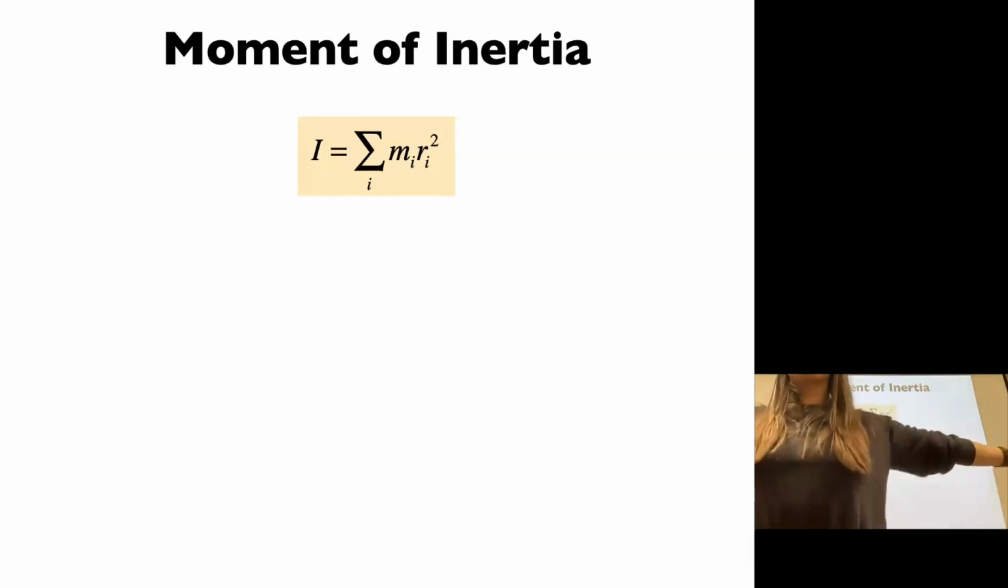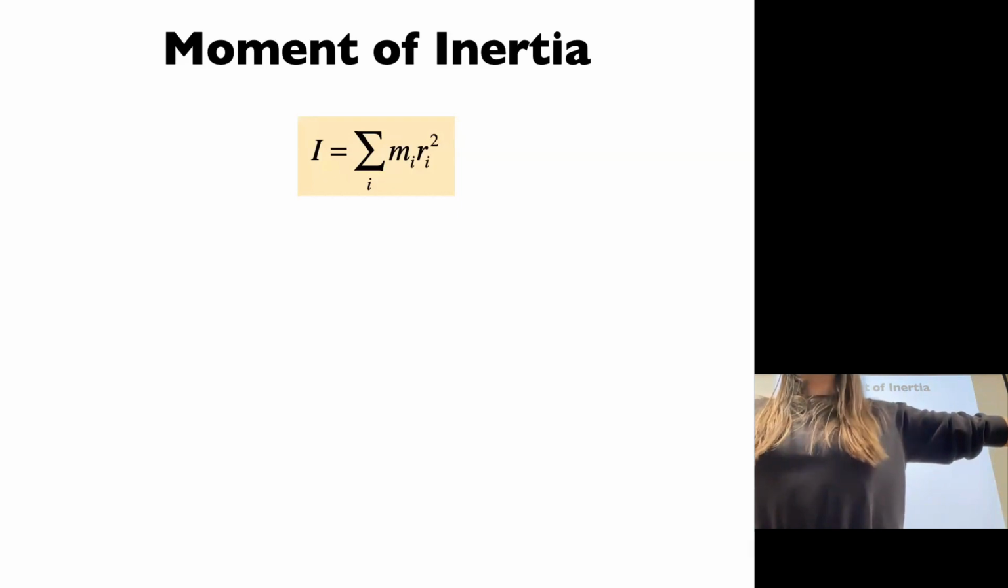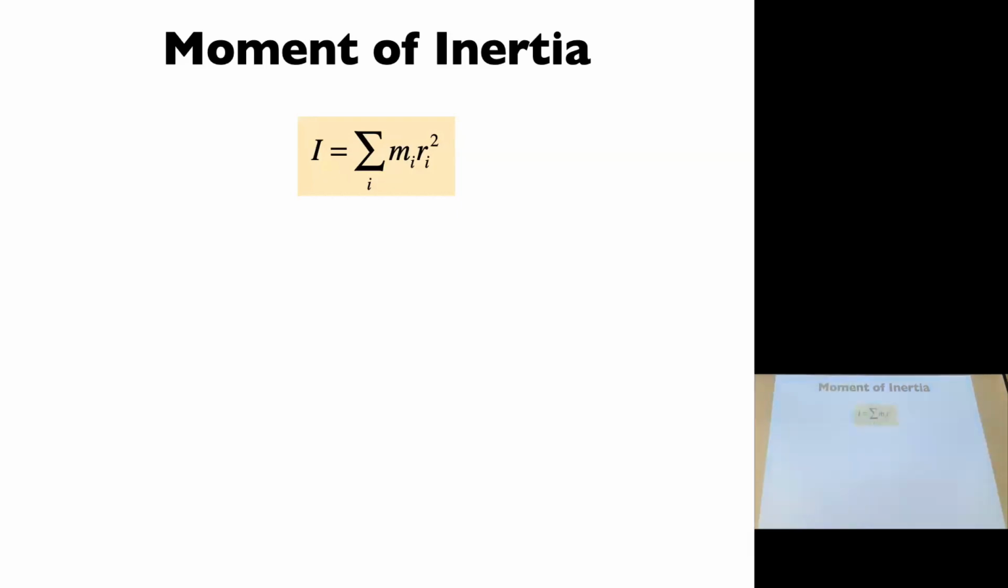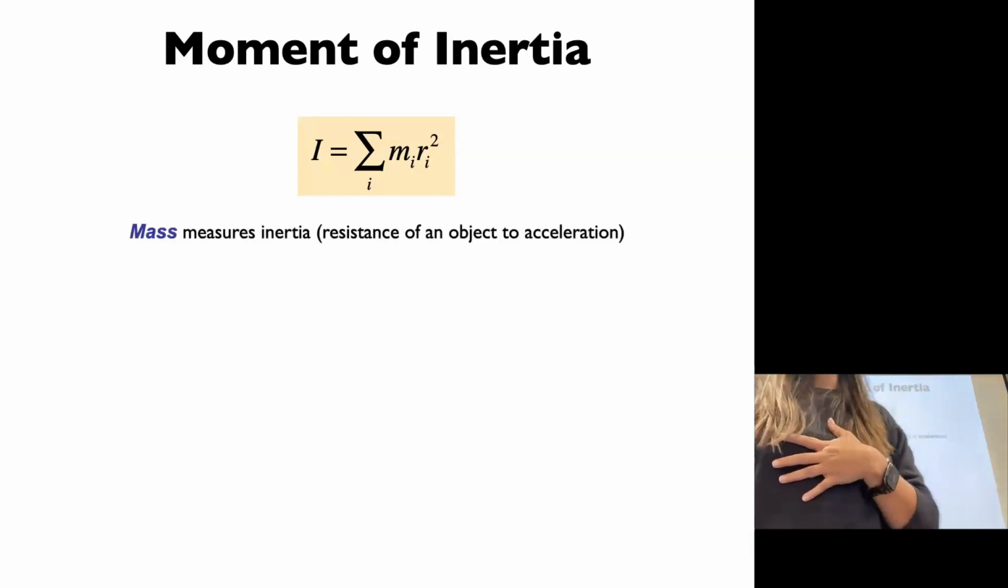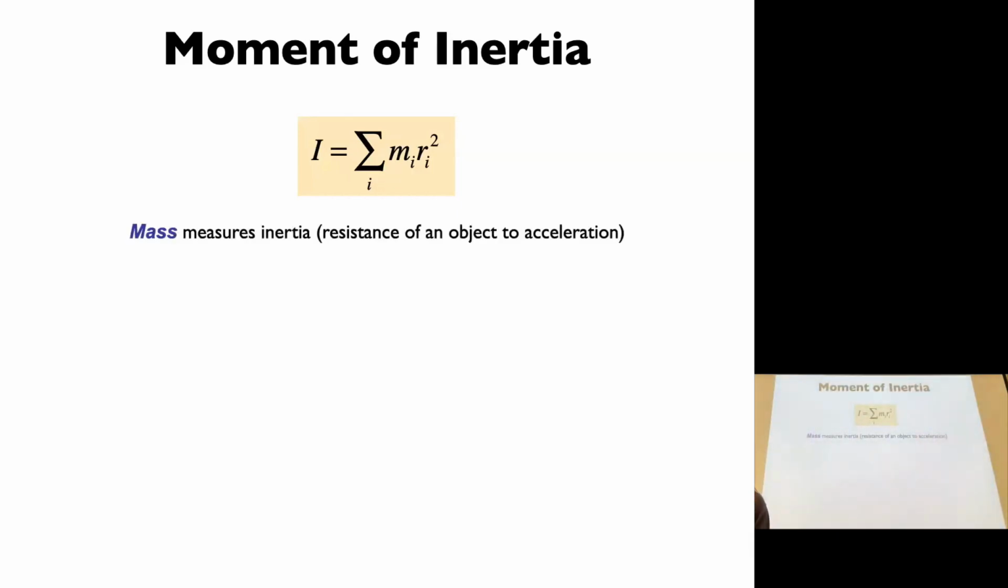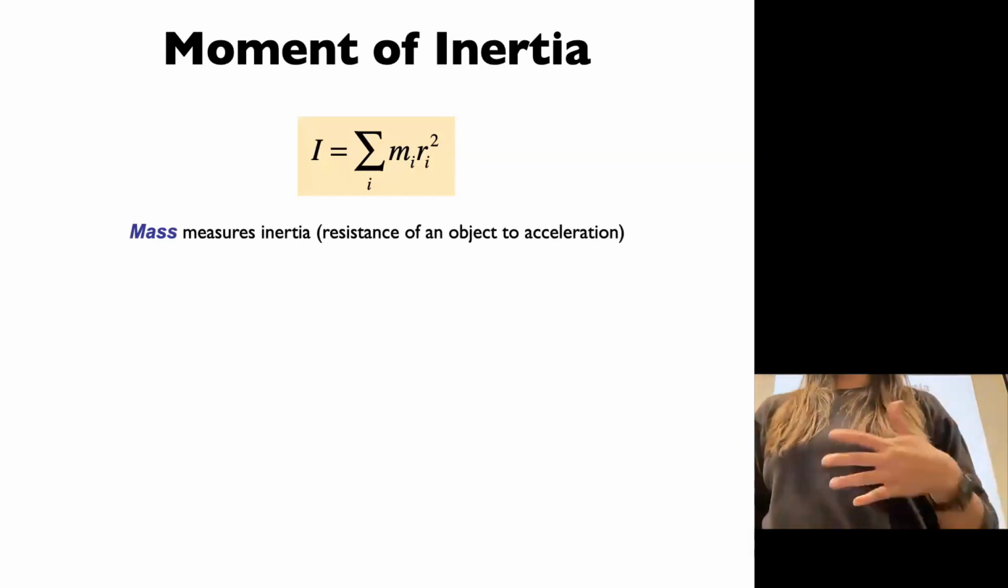Things that are farther away from a rotational axis take more energy, more rotational kinetic energy to move. And so moment of inertia is sort of the rotational equivalent of mass, okay? Because remember, mass is the resistance of an object to acceleration. We've been treating everything as points so far, but that's obviously not true.